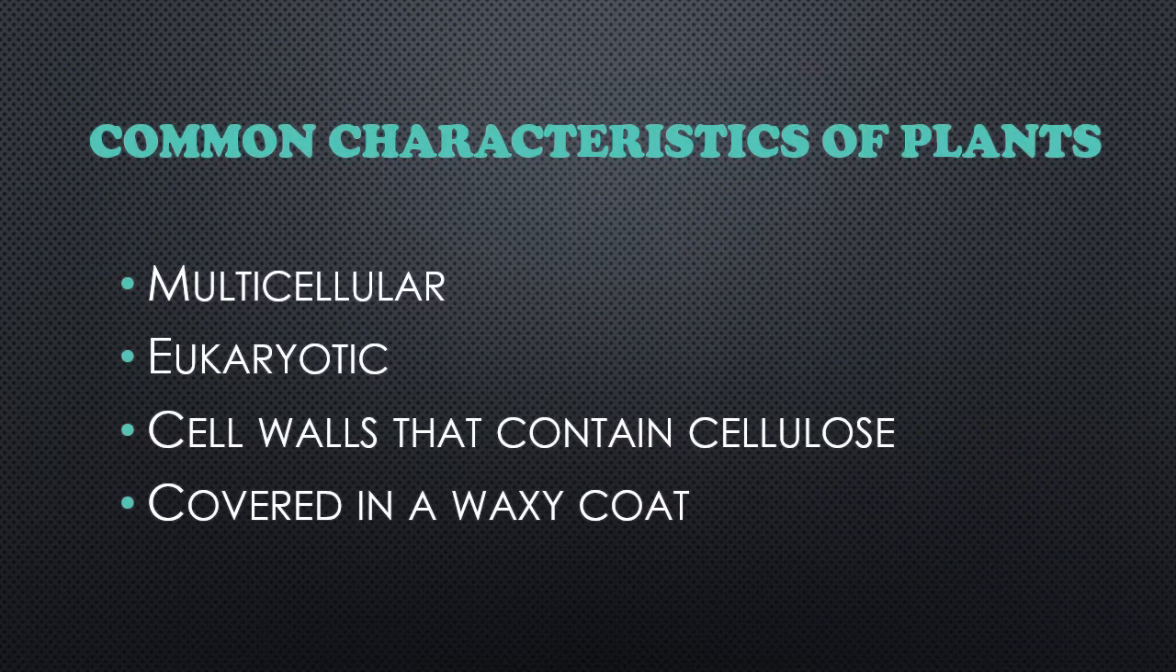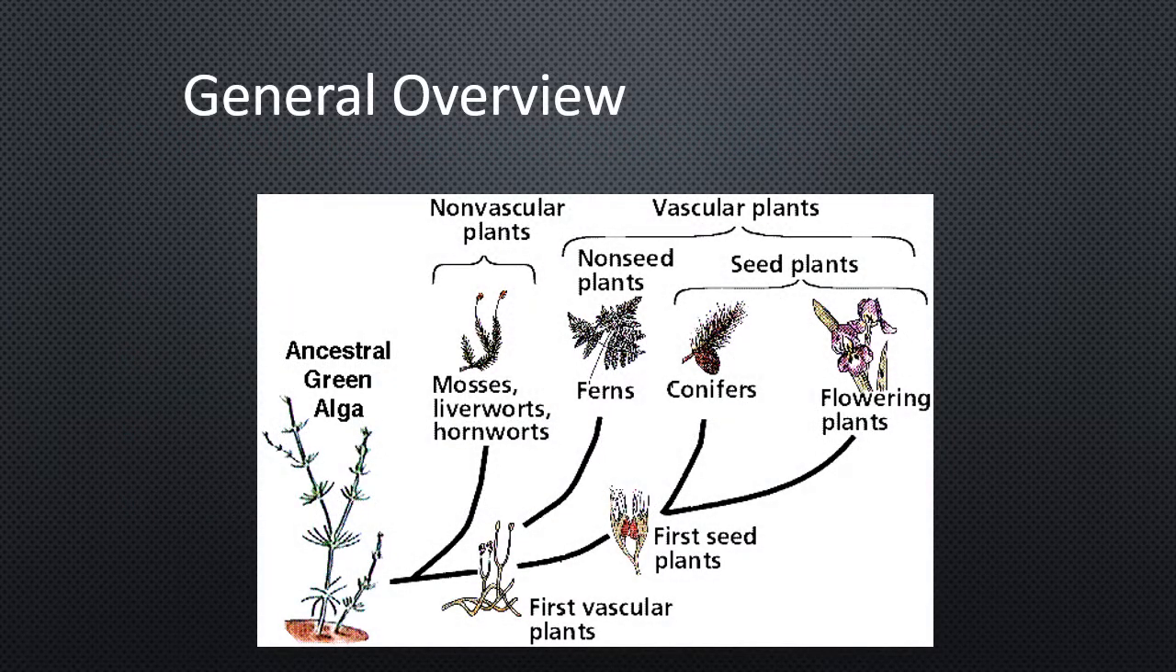Common characteristics of plants is they are multicellular, they are eukaryotic, so they have a nucleus, they have cell walls that contain cellulose, and they're covered in a waxy coat. So here's just a general overview of what we're going to be talking about. We can see our ancestral green algae, and then we can look at the evolution of plants in this illustration here.